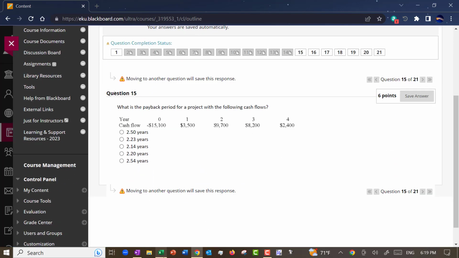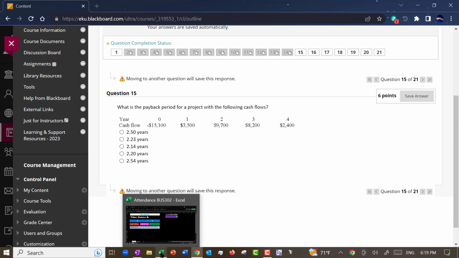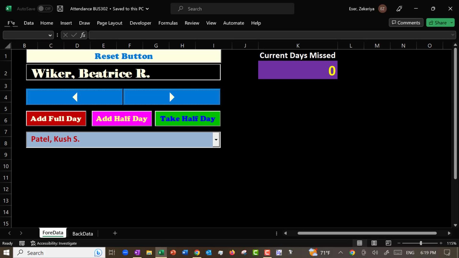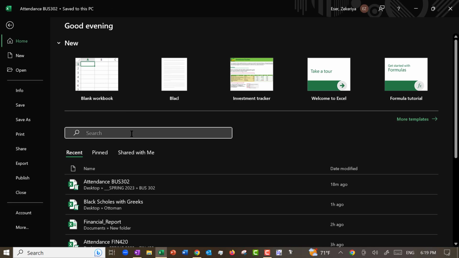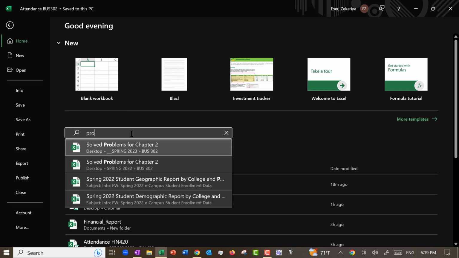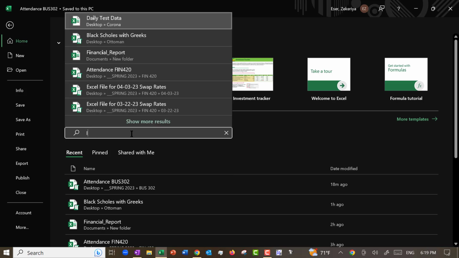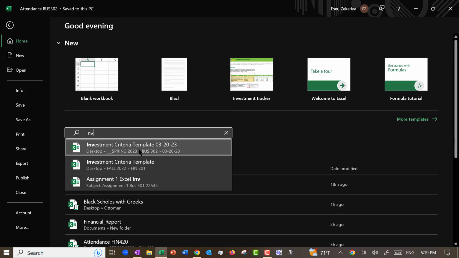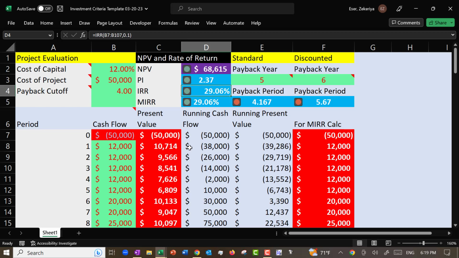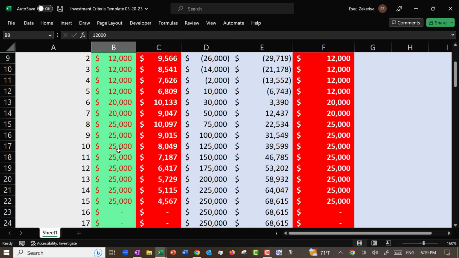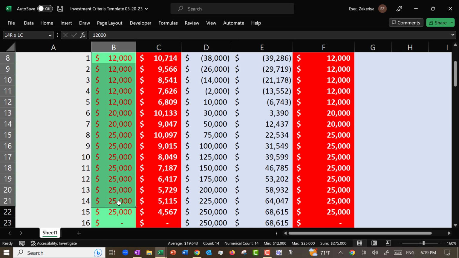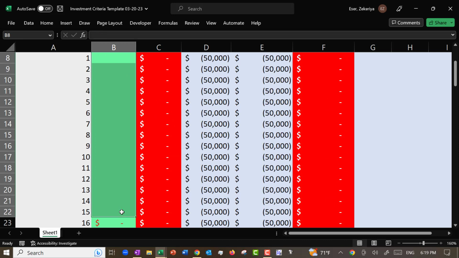I'm gonna open the template we had. Investment criteria template. You can use whatever methods for your own purposes, but if you use the template, it will be much easier. Remember, greens are our inputs. It's always a good idea to clear off cash flows.